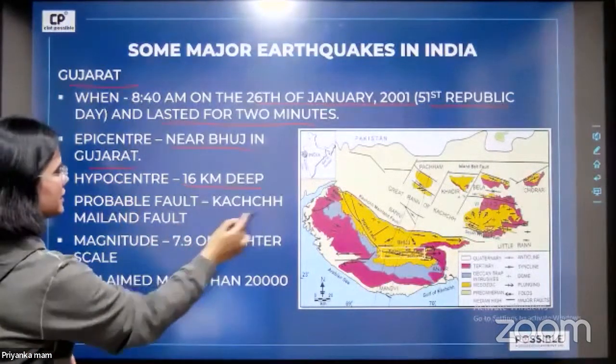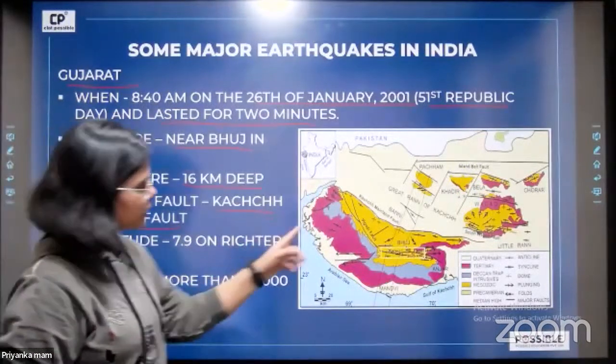So probable fault is the Kutch Mainland fault. You can see it right here, है ना?